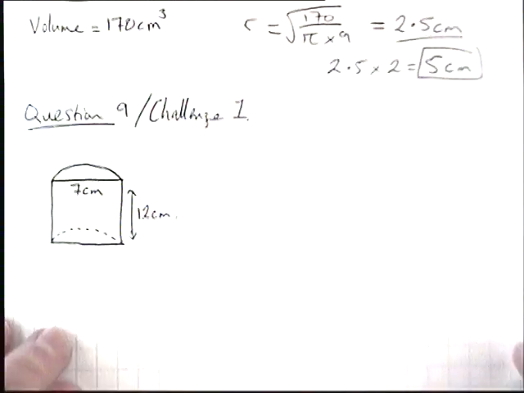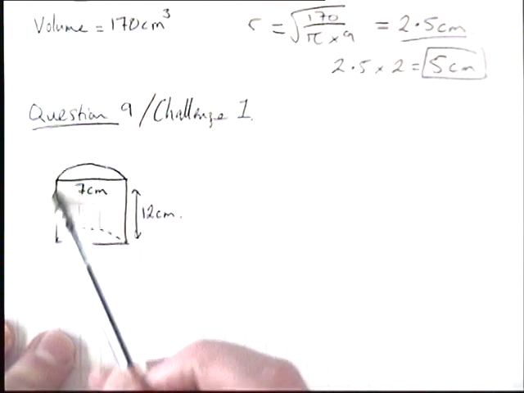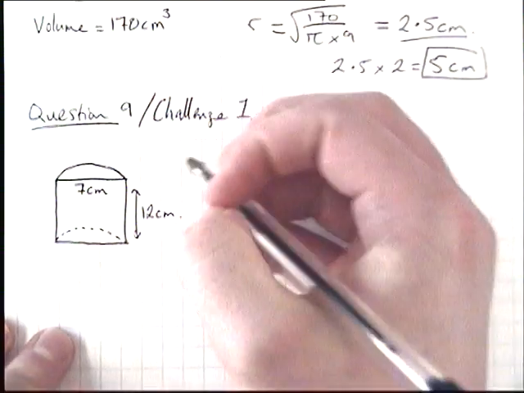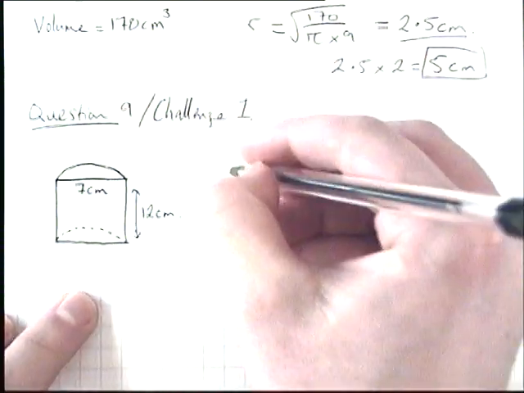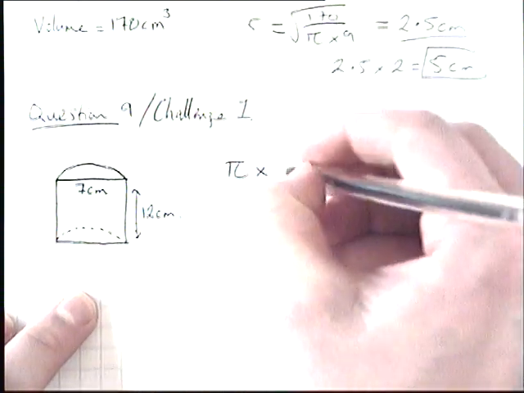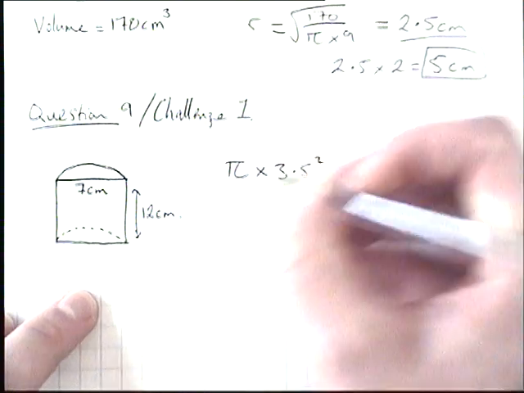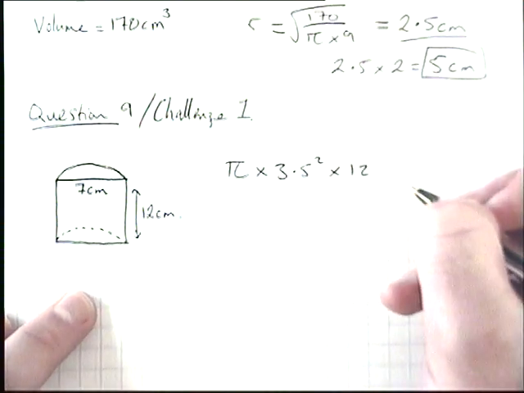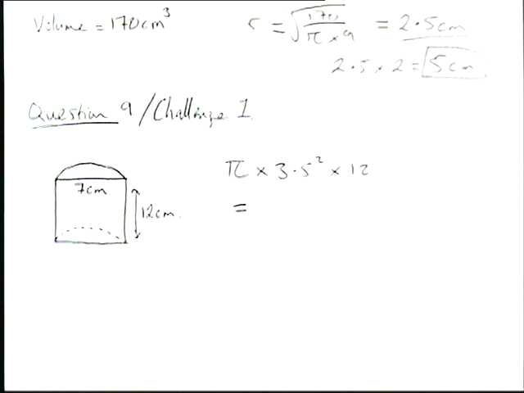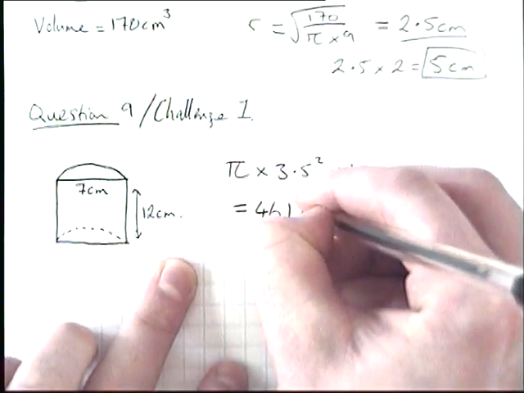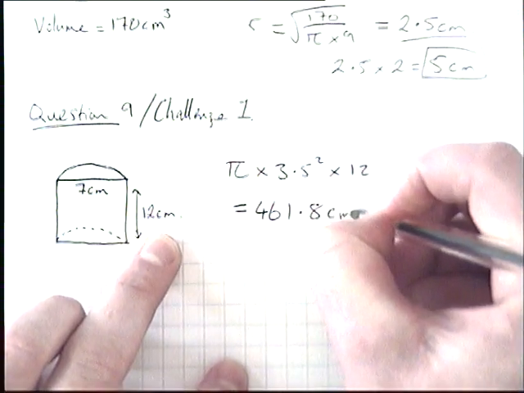Now, challenge 1. We've got half a cylinder in this problem, so we're going to work out the volume of a full cylinder, and then we're just going to halve it at the end. So we're going to start with pi times the radius, which is 3.5 squared, times the length of 12. We're going to type all that in. So pi times 3.5 squared times 12 leaves us with 461.8 centimeters cubed.